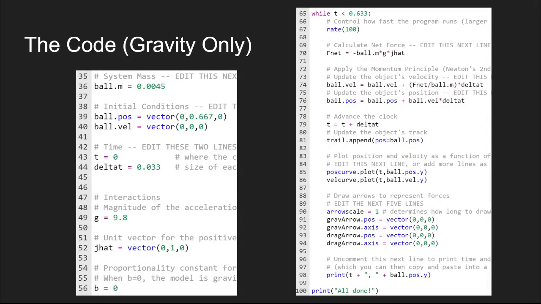For the computational model that only took into account the force of gravity, I plugged in the initial conditions I mentioned in the previous slide and had the proportionality constant set to 0. The net force will only be the force of gravity, as you can see in line 70. Then, using the velocity update formula, I calculate the ball's final velocity and use that to calculate the ball's final position in the position update formula.